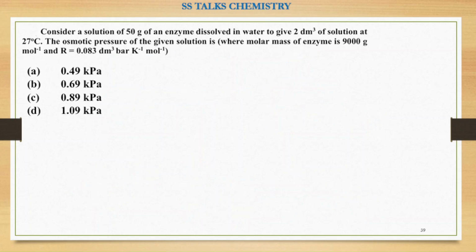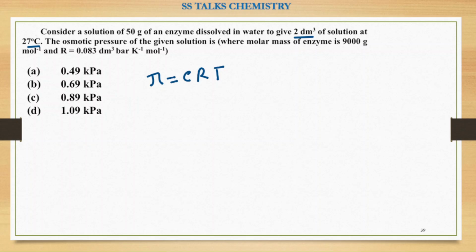Okay. Moving on to the next one, we have this question. It says, consider a solution of 50 grams of an enzyme dissolved in water to give 2 decimeter cube of solution, which means the volume of the solution is given, at 27 degrees centigrade, the temperature is given. The osmotic pressure of the given solution is, that we have to find out. We know that pi is equal to CRT. This is the osmotic pressure relationship we have.